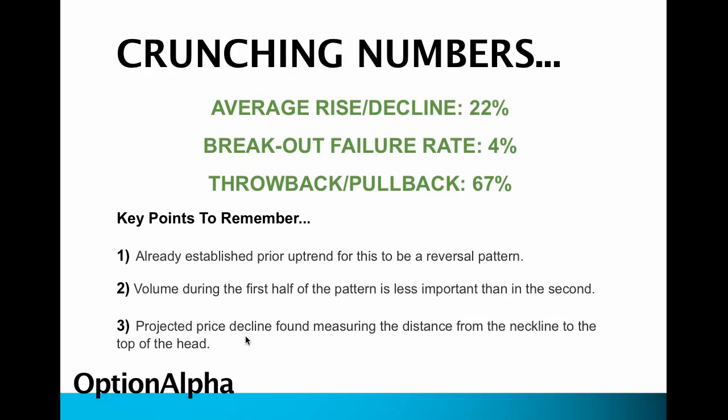The projected price decline is found by measuring the distance from the neckline to the top of the head. So once we get a confirmed breakout, if you measure the distance from the middle of the neckline all the way to the top of the head, that is usually about how far down the market's going to go over the course of the next weeks or months when the stock falls. On average, it's about 22%. So if you see something that's a little bit larger than that, if you have a measured move of about 35%, then you may be looking to take profits around 22, or at least starting to cover some of your short positions.